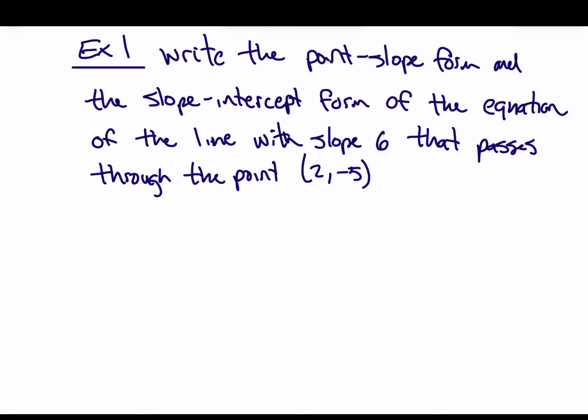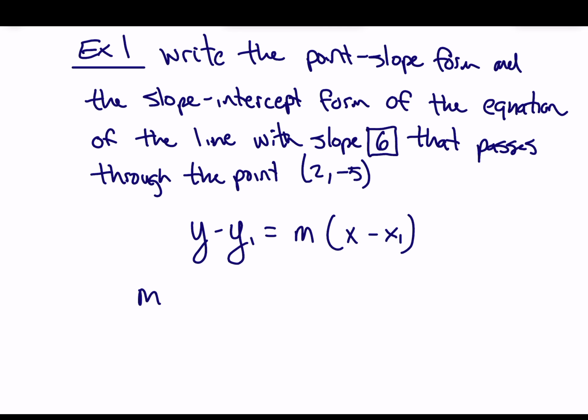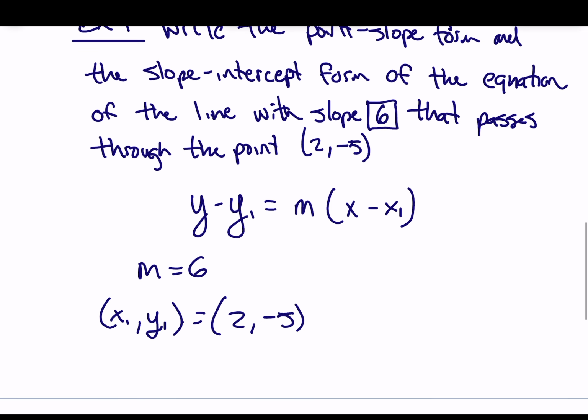Example 1. We want to write the point-slope form and the slope-intercept form of the equation of the line with slope 6 that passes through the point (2, -5). Now let's remember back to our previous slide that the point-slope form is y minus y1 is equal to the slope m times x minus x1. Okay, so what's our m? Well, our m is our slope, so that's 6. And (x1, y1), the point that goes through that line, is (2, -5). So we can plug those in.